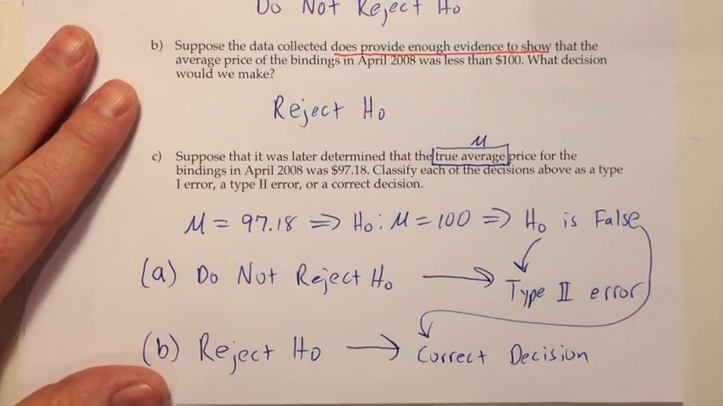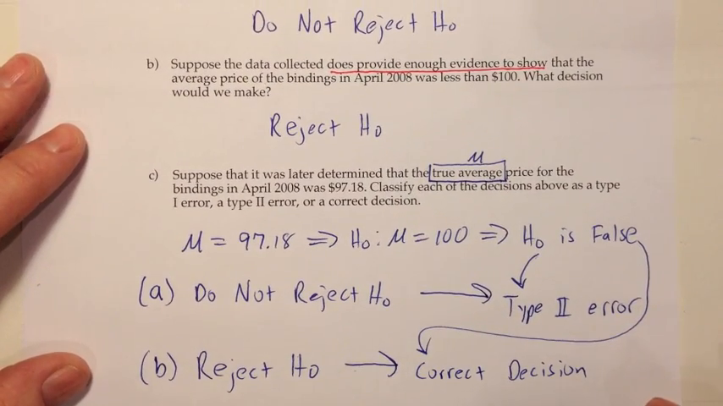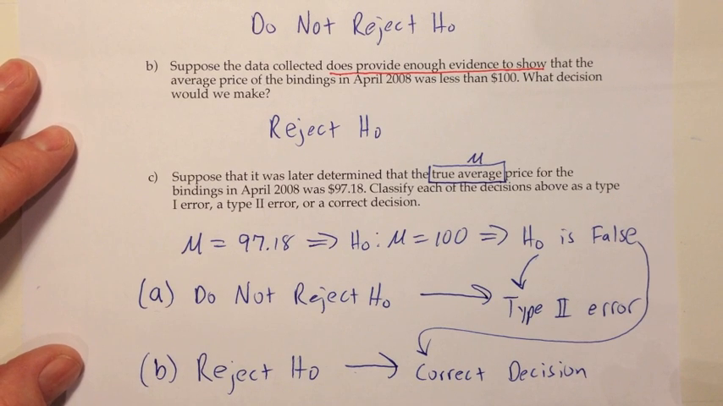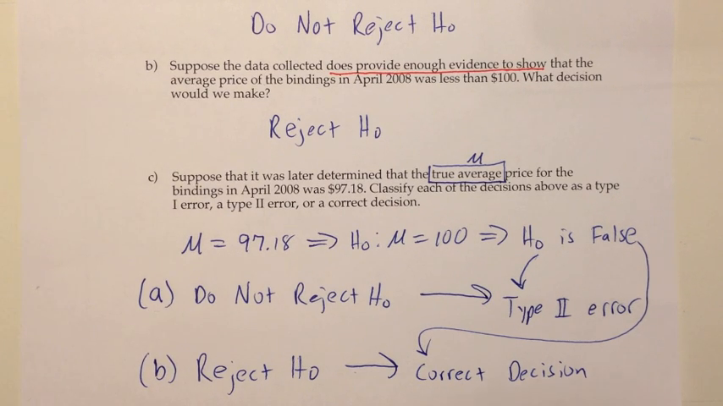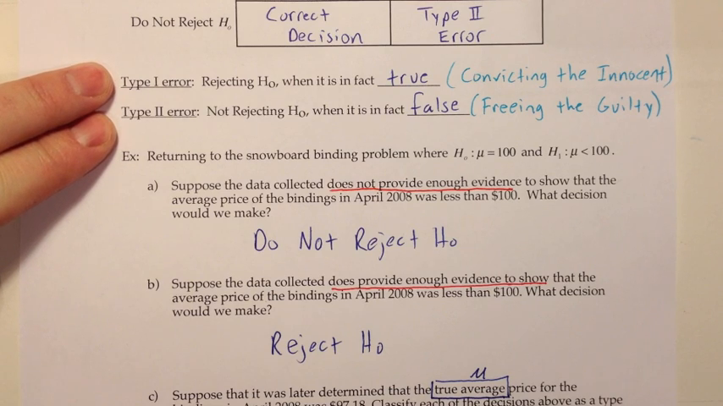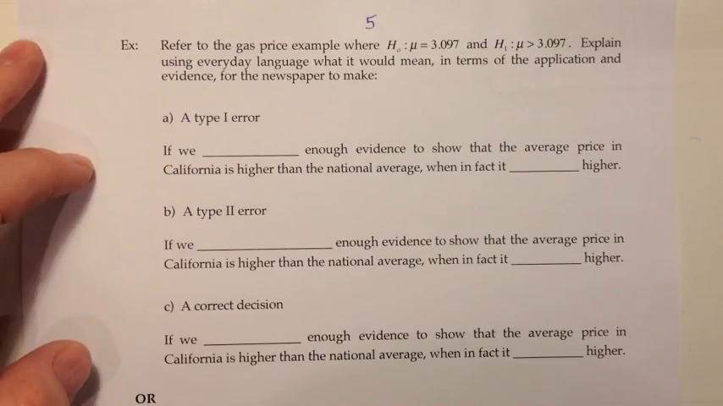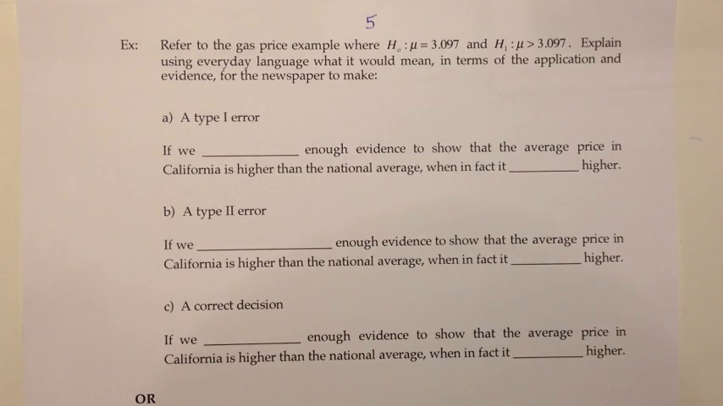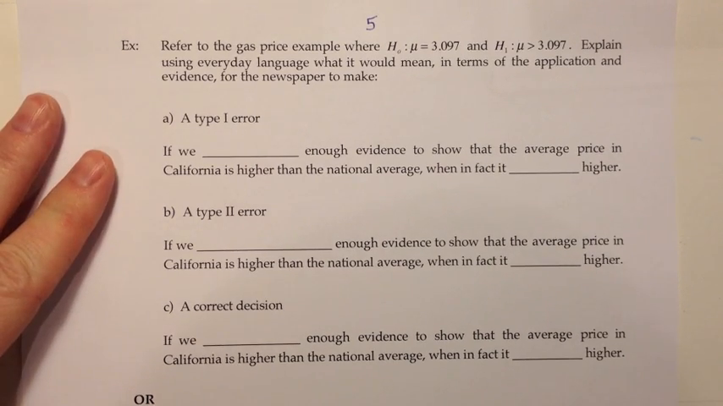When you first start doing these in the homework, you may feel the need to go reference that chart, and go ahead and do that as much as you need to. But eventually you need to reach a place where you feel like you can just process this through and think about, is it correct or is it an error? And if it's an error, then you need to have the two types memorized so you can distinguish what type it is. Alright, we're going to look at one final example here and try to put the type 1 error, type 2 error, and correct decision into words.